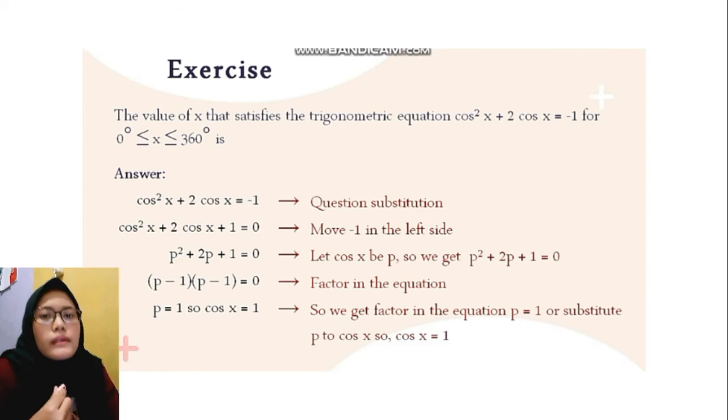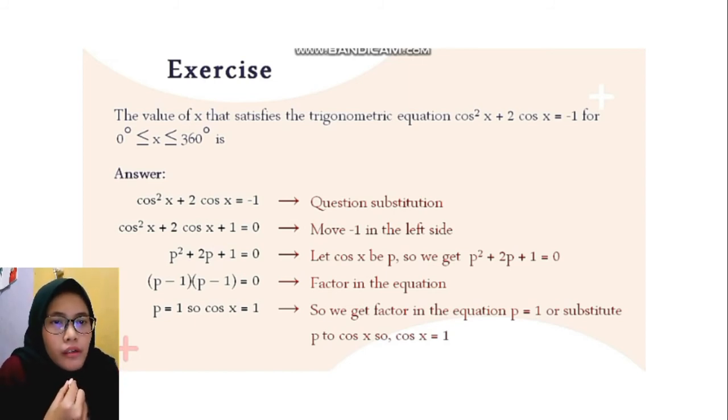Next exercise: the value of x that satisfies the trigonometric equation cos squared x plus 2 cos x equals minus 1, for 0 degrees less than or equal to x less than or equal to 360 degrees, is?